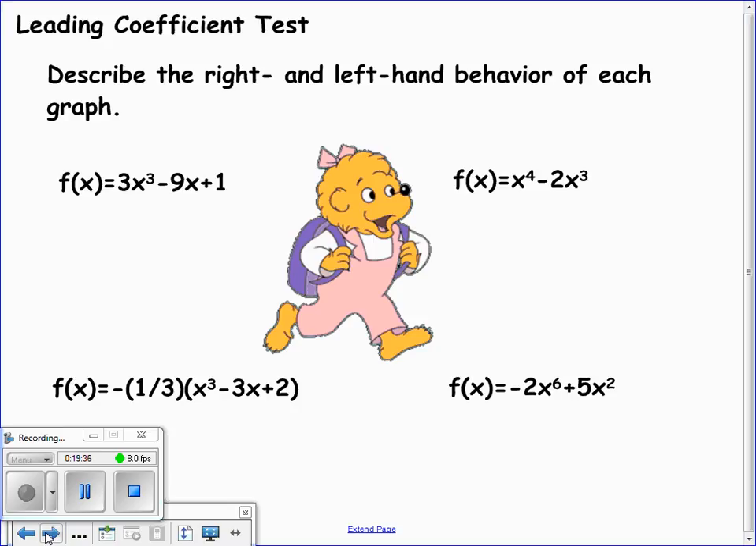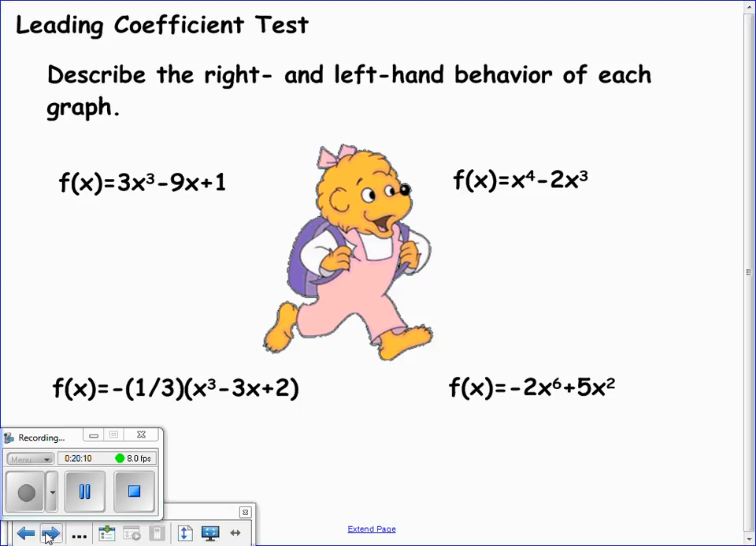Let's put it into practice. Take a look at the first problem up there. I want to make sure you're aware of the directions. Describe the right and left-hand behavior of each graph. I'm okay if you draw me a picture. That's what I like to do. It's easier to just draw a picture. You're telling me what the ends of the graphs are going to look like. Are they up? Are they down? One up, one down? You can write left, up, right, down, whatever if you want to. It's easier for me, I just draw the picture.